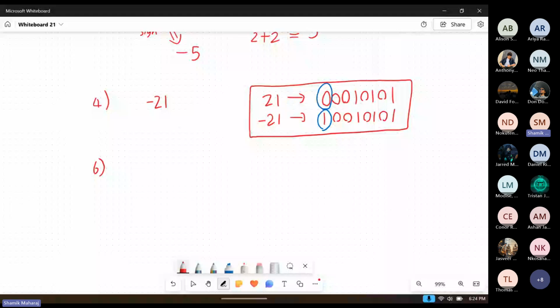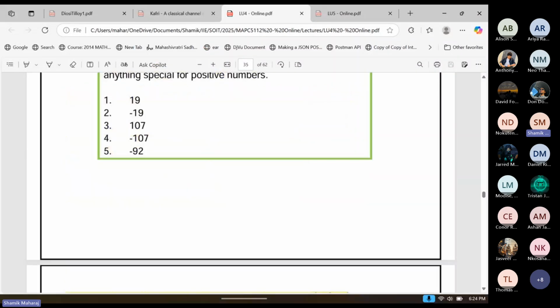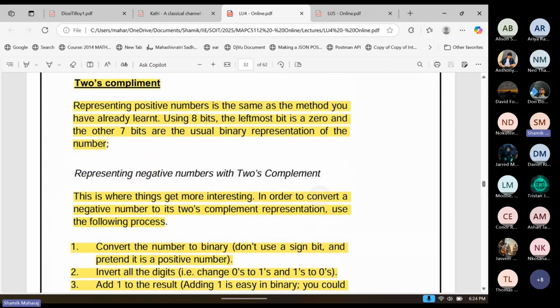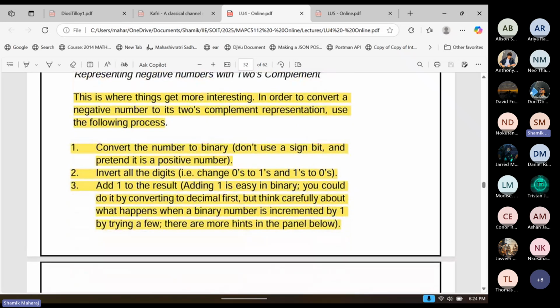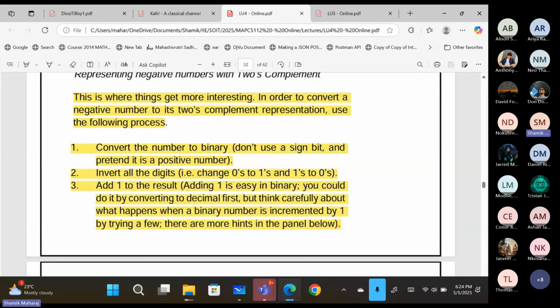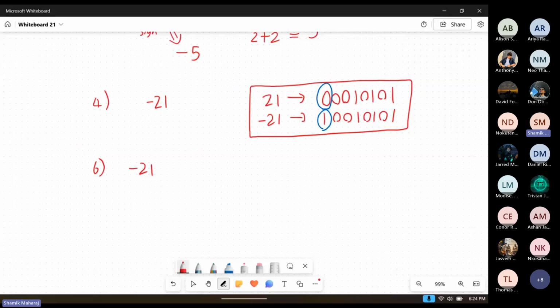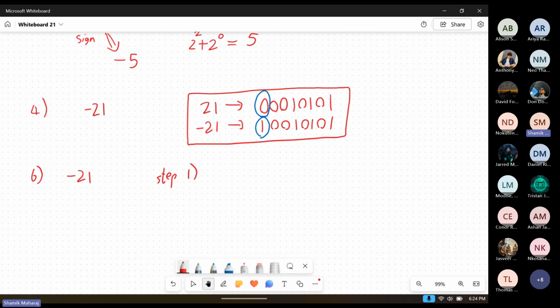Let's do that first. Negative 21, and I think this was a 3-step method. I think I remember them, but let's just be sure and go to the rules here. 2's complement. Here we go, 3-step method. So the first step is to convert the number to binary, basically assuming it's a positive number. So that's step 1. Convert the number to binary, assuming it's positive. So step 1 would be to convert 21 to binary. Let's write here step 1, just to keep track of what we're doing. Step 1, convert 21 to binary.